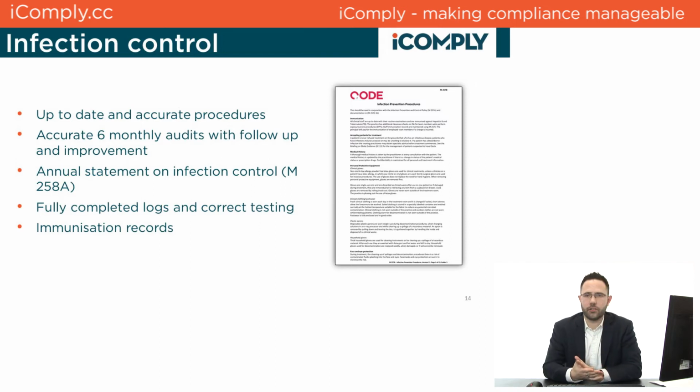Annual statement on infection control. Obviously we have to comply with HTM 105, but we also need to comply with the Code of Practice. And the Code of Practice says that every 12 months you need to do an annual statement on what's gone on about infection control, how your audits have gone. We have that document in the system. It's called M258A, and you are prompted to review and update that document every single year. That's in the iComply system. It's scheduled for you, so our members shouldn't have any problem with this, but I keep seeing it pop up on inspection reports.